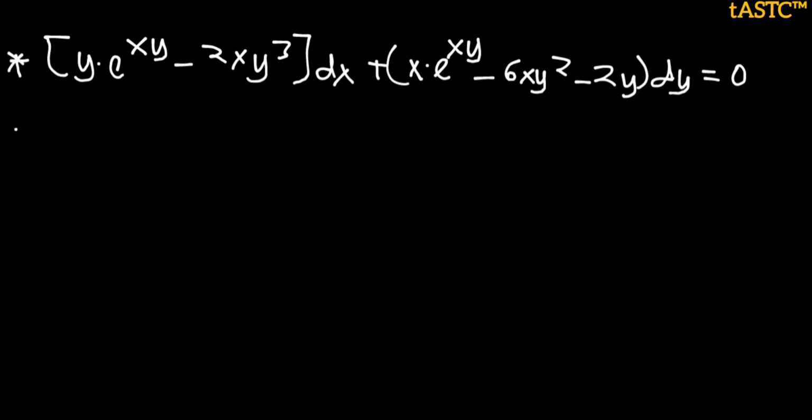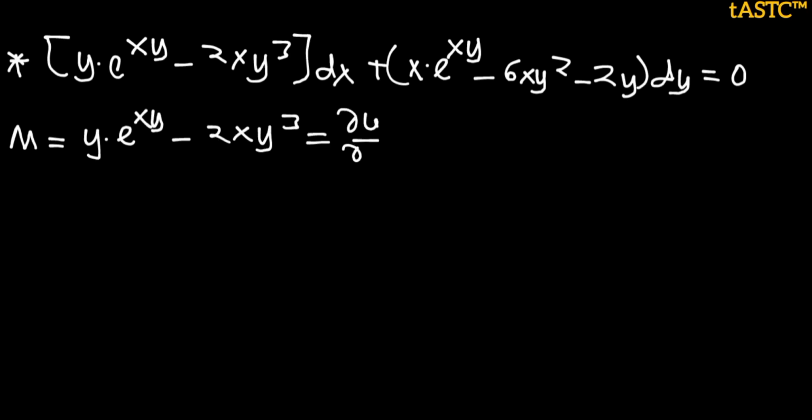And the first thing we're going to do is m. M is equal to e to the xy, that is y multiplied by e to the xy, that will be minus 2xy to the third. Now, as usual, we know this is du dx. Now let us just find out what is going to be partial m, partial y.